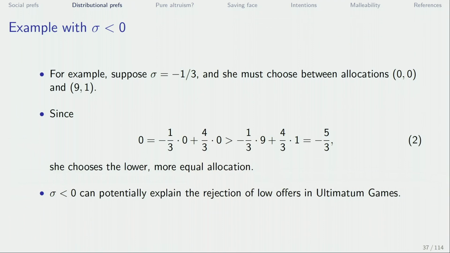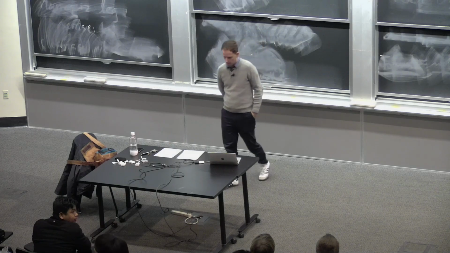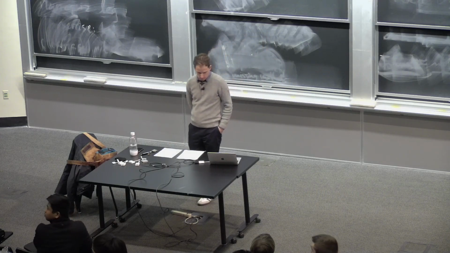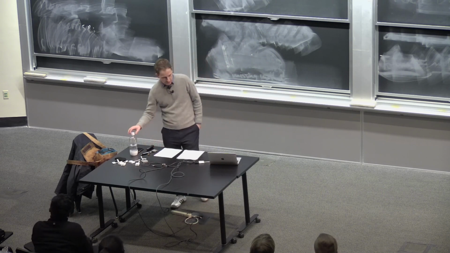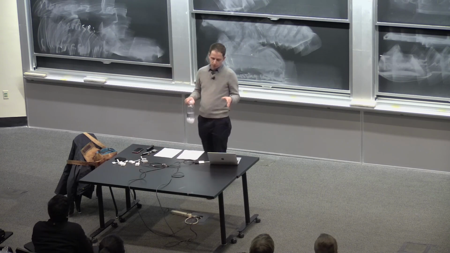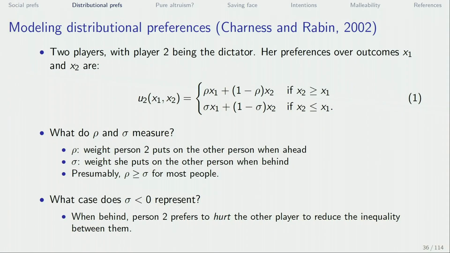Questions on that? Yeah? Wasn't the utility function that we defined in the previous slide for the dictator, not the person who gets to reject the offer? Sorry, I should have been clearer. These are preferences that are generic for any type of game being played. So you could apply this to any game.